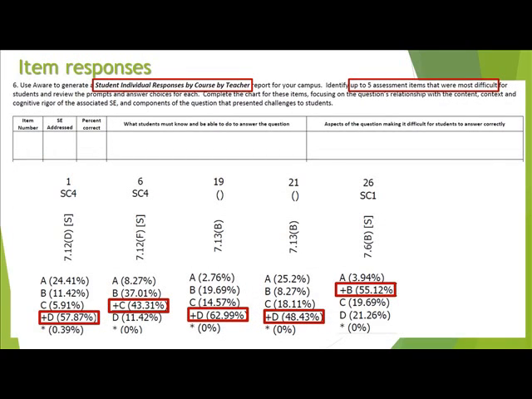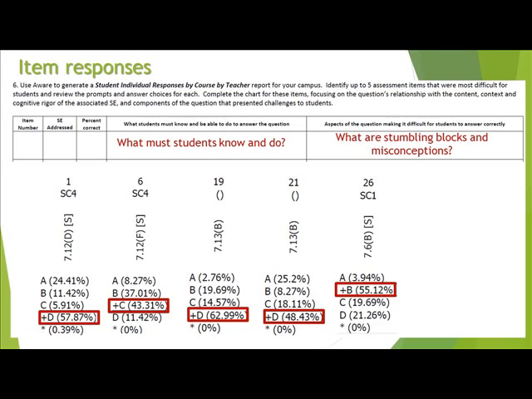The remainder of the protocol focuses on student performance on individual test items. For Part 6, teachers should inspect the student individual responses report to identify up to 5 test items in which students scored the lowest. The report provides an item number, SE address, the percentage of students selecting each answer choice, and the correct answer choice, indicated by the plus sign. Inspecting the actual items from the test, teachers should then discuss what students must know and be able to do to answer each question correctly, and to consider what may have kept students from coming up with the correct answer.